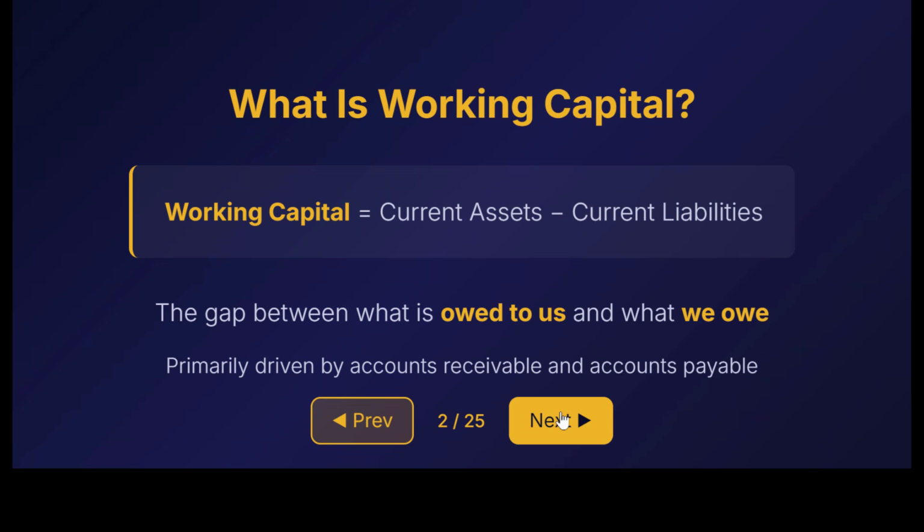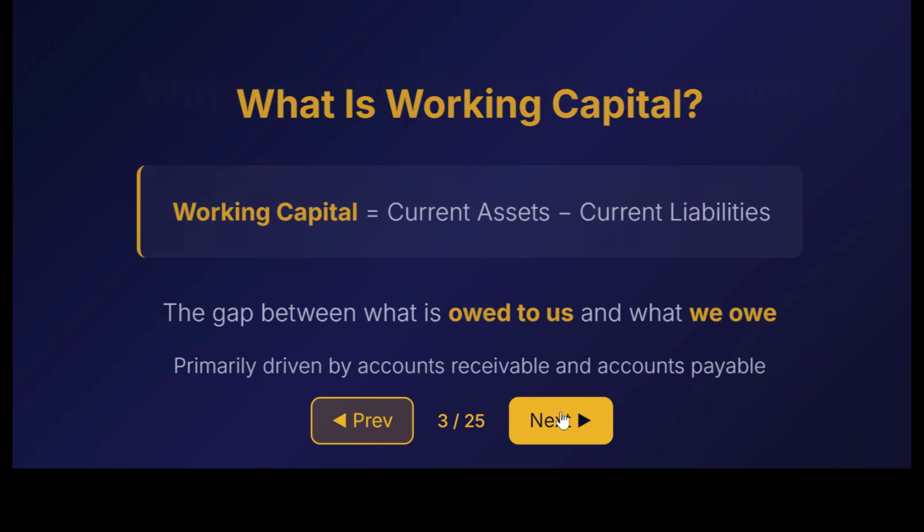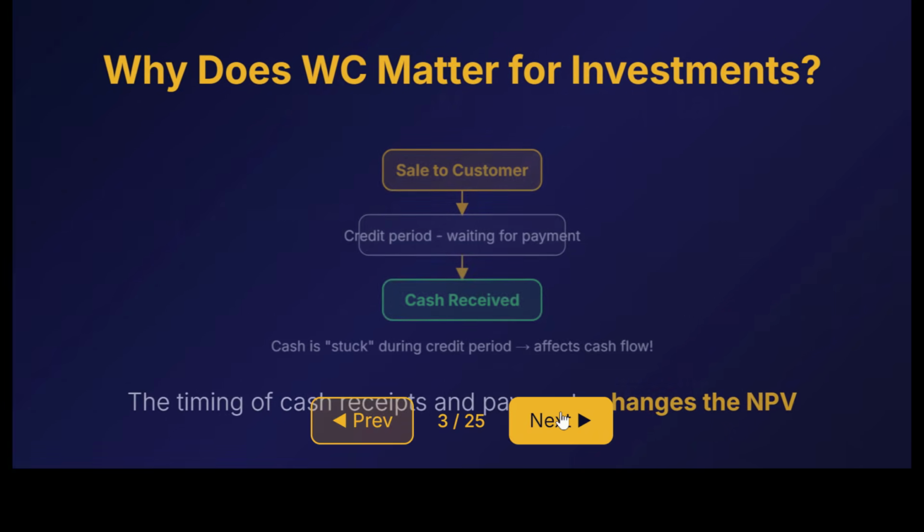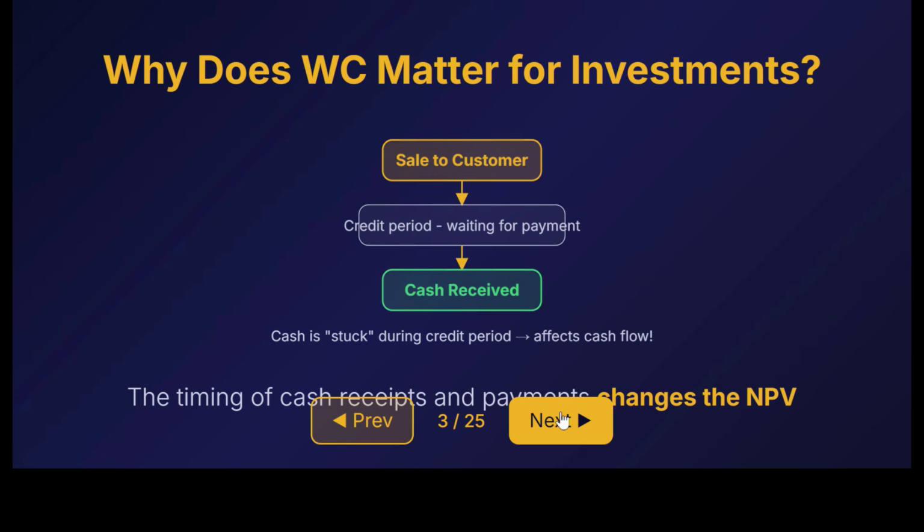Part 1. Working Capital in Investment Decisions. 1. What is working capital? Working capital is defined as current assets minus current liabilities. In project evaluation, the most important components are accounts receivable, money owed to the firm by its customers, and accounts payable, money the firm owes to its suppliers.